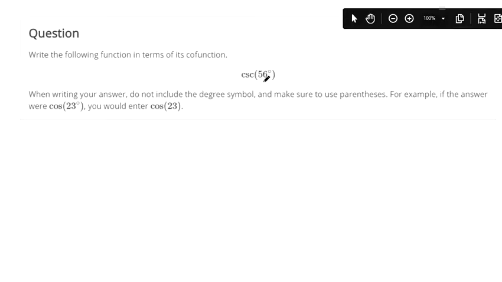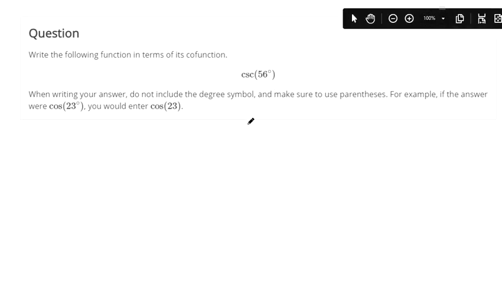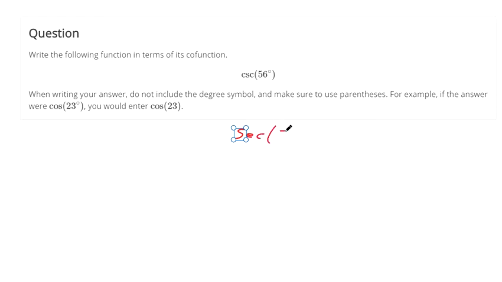I'll try to do another one that doesn't have just cosecant, secant, but cosecant and secant are those brother and sister functions where they can do the same thing if you just horizontally shift them. So if cosecant is 56 degrees, then secant of 34 degrees is the complementary angle, because that makes them add up to 90 degrees, and it's the reciprocal trig function.